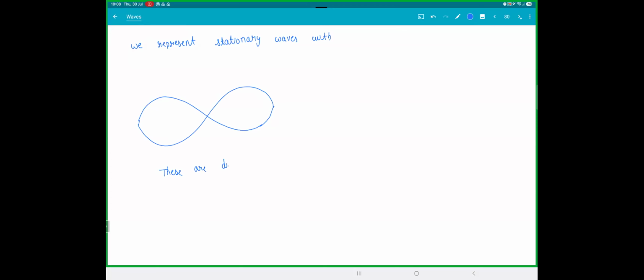Now, how do we represent the stationary wave? We represent it with this loop. In every book, everywhere, they will show it like this. We need to understand what is the meaning of this. We represent stationary waves with this symbol, this infinity kind of looking thing. So what is this exactly? These are actually different positions of the string at different times.